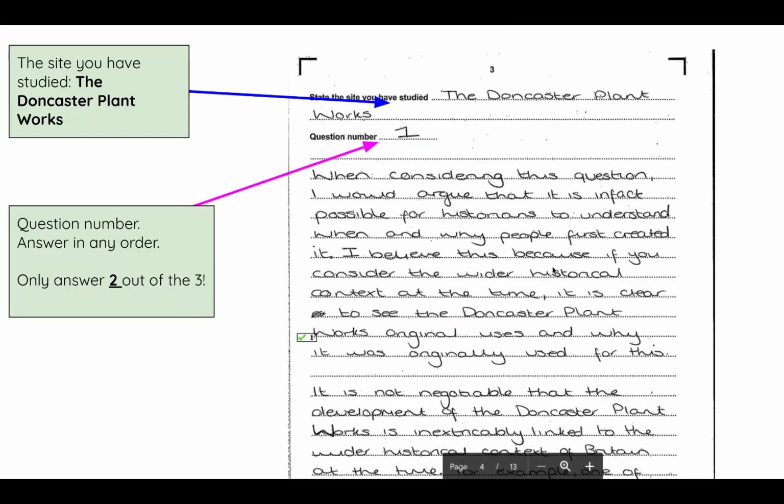This is what your answer paper will look like. You must write down the site you have studied, which is the Doncaster Plant Works. Do not write the plant or DPW, please write the Doncaster Plant Works. And make it clear which question you are answering.